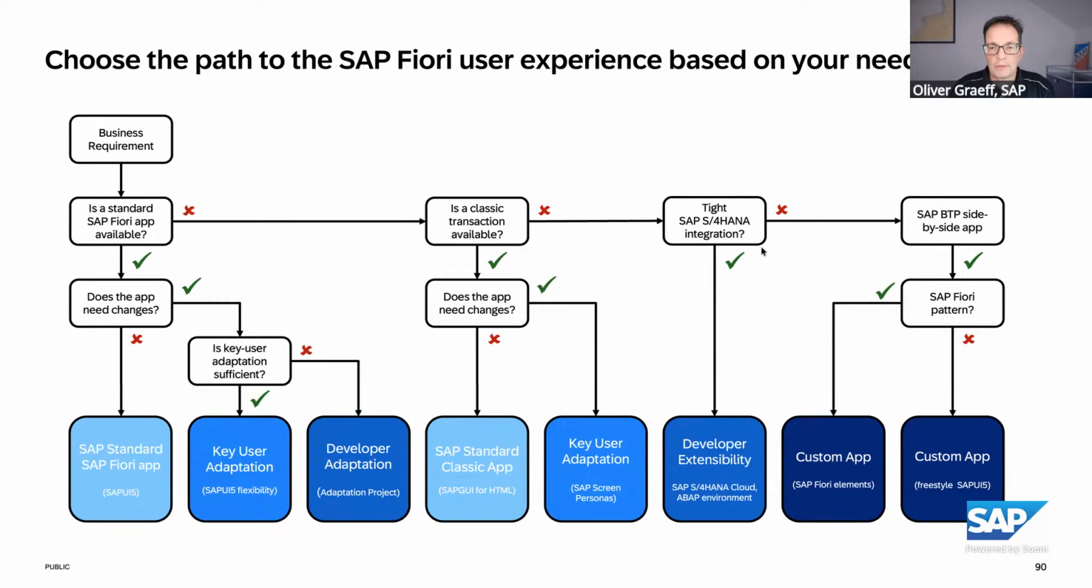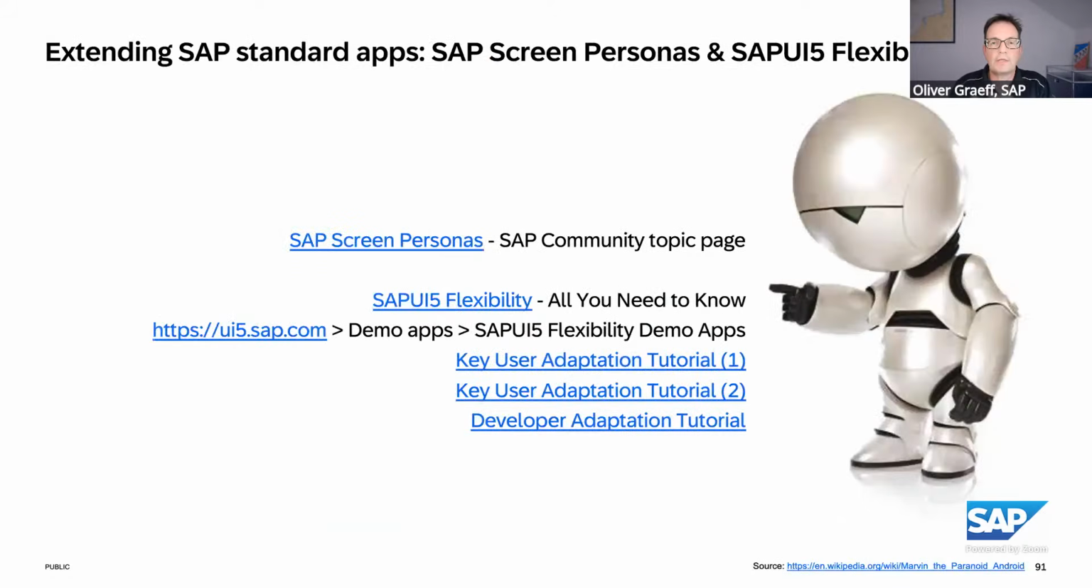Or if it's getting even more serious, you might build your own custom application with the technologies we also discussed. Just a little overview here. And again, Marvin giving you entry points to UI flexibility, screen personas, and also tutorials. So in case you're interested in UI5 flexibility in the key user adaptation, which I just showed you very quickly, or the equivalent for developers, really to add a bit of custom logic, a bit of code, then have a look at this tutorial here.